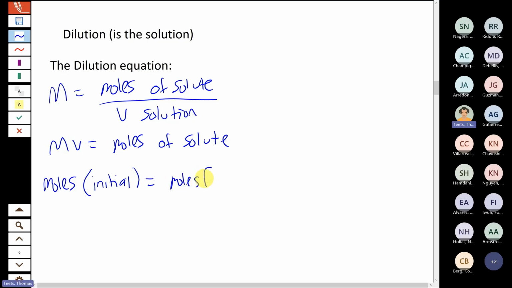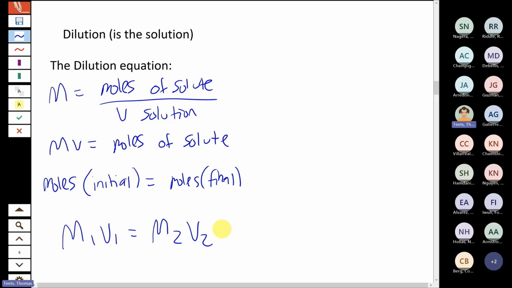Before and after the dilution, as we said, you're not changing the number of moles. And so what that means is that this product of molarity times volume is also constant. The product of the molarity times the volume that you start with is equal to the product of the molarity times the volume that you end with, and it's going to be written in this way: M1V1 equals M2V2.